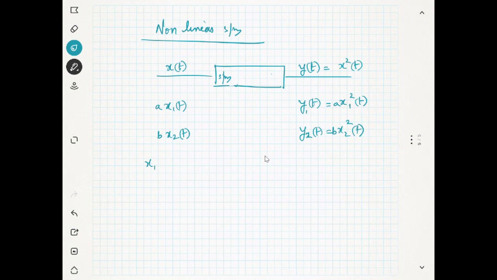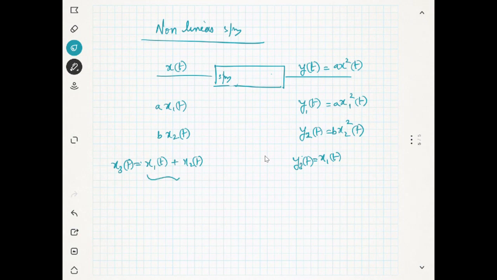Yes, if you have something like a, like this. Now if you take x1 of t plus x2 of t, what will be the output? This is your x3 of t. x1 square of t plus x2 square of t? Are you sure?